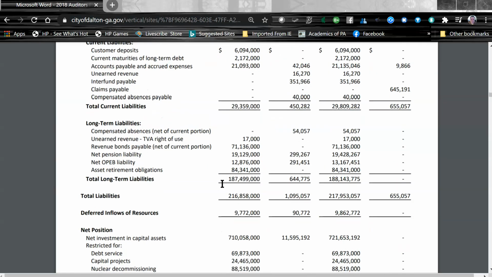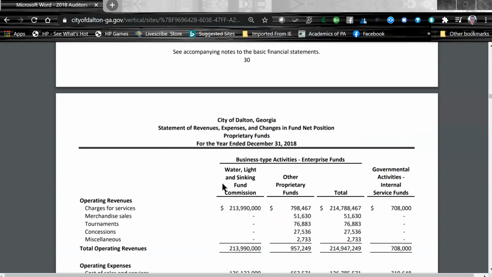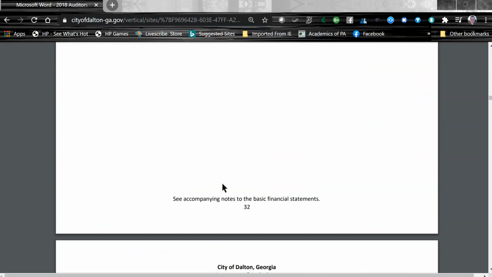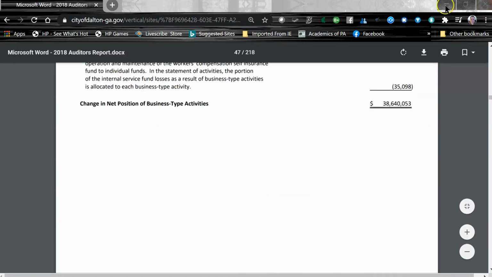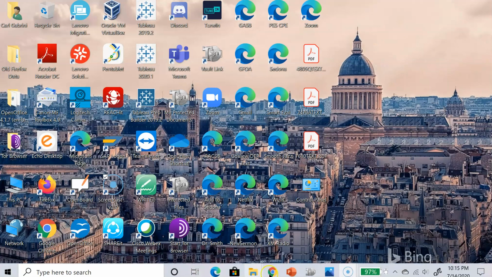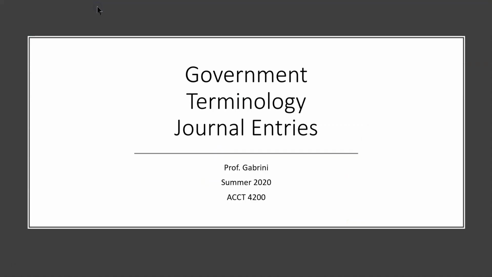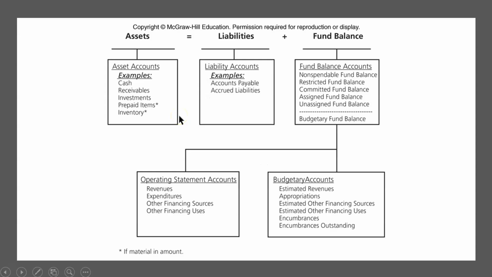All right, trying to think if there's anything else I want to talk to here. Again, when we're dealing with the budgets, let me bring up my PowerPoint slide again. When you're dealing with the budgets, again, you're going to be booking estimated revenues. You're going to be booking appropriations. And again, estimated revenues will go in as debits. Appropriations will go in as credits because they have to be opposite of what they represent with actuals.